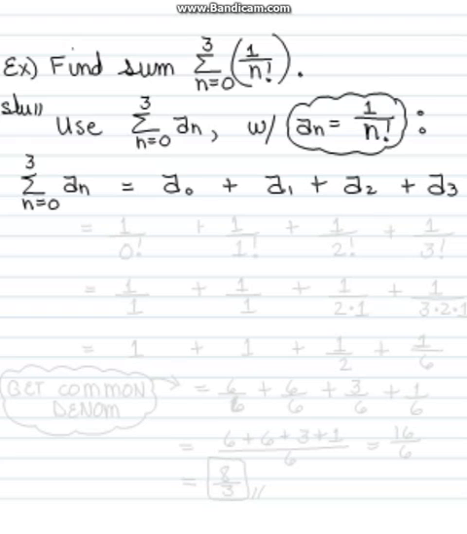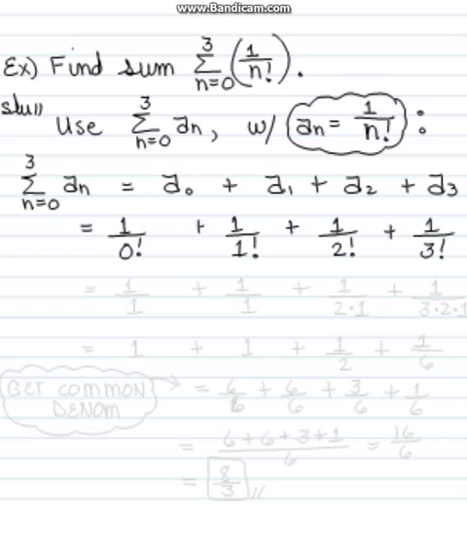The index that we have for the first term is 0, so it's 1 over 0 factorial plus, now use the same formula, but now our index n is equal to 1, so it's 1 over 1 factorial plus, for a sub 2 it's 1 over 2 factorial, and for a sub 3 it's 1 over 3 factorial.